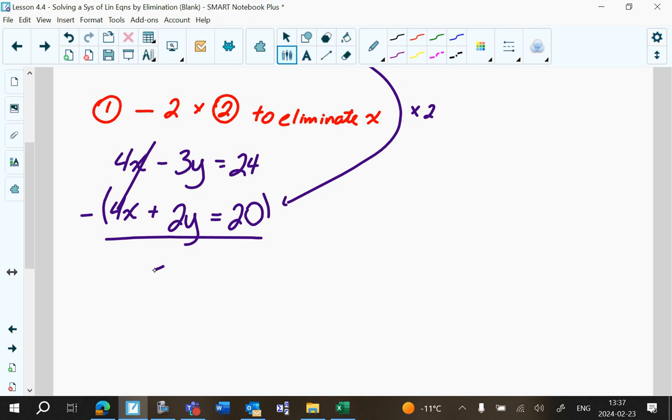Negative 3y minus 2y. Negative 5y equals 24 minus 20, which is 4. So y is equal to negative 4 over 5.